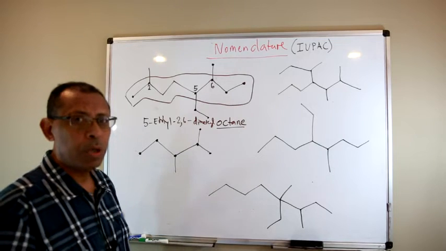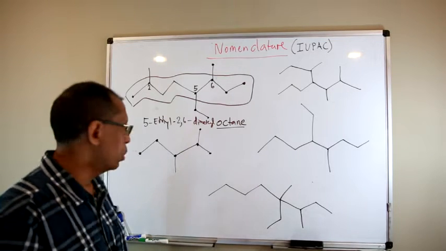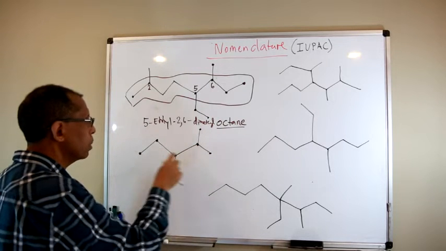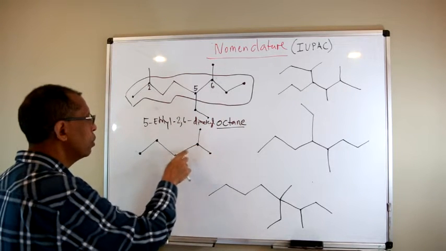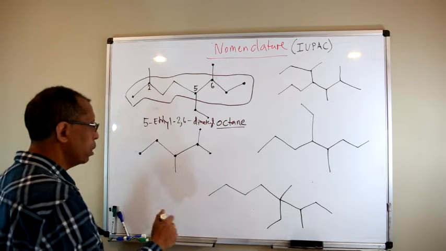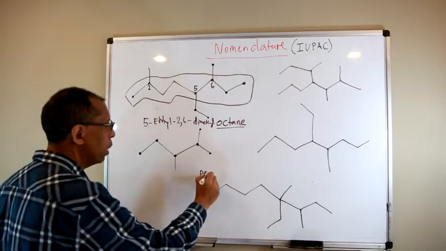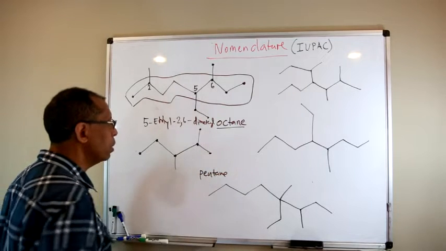So let's just look at what the differences would be. If you just go through this directly, you have 1, 2, 3, 4, 5 carbon, which is pentane. Remember, this base is pentane now because 5 carbon.